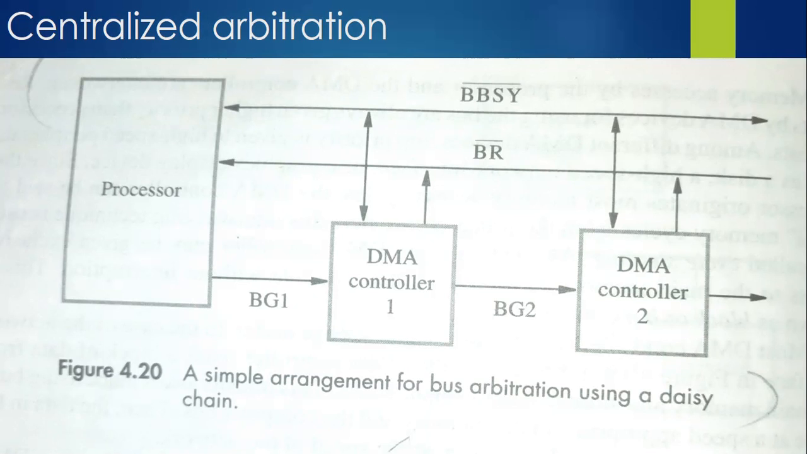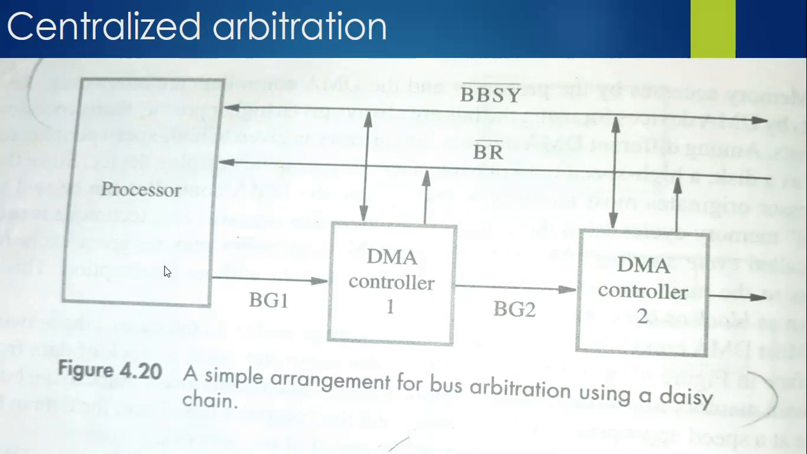Each and every device must be connected to the bus cable. But there is some slight change. In the case of simultaneous interrupt requests, we used to have only one interrupt request line, but here we have two different lines available. You can also observe some arrow marks: this one is unidirectional, this one is bidirectional, and BG1, BG2 are also unidirectional. Let me explain this figure. This is centralized arbitration.